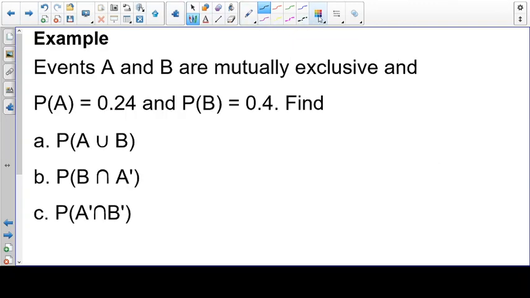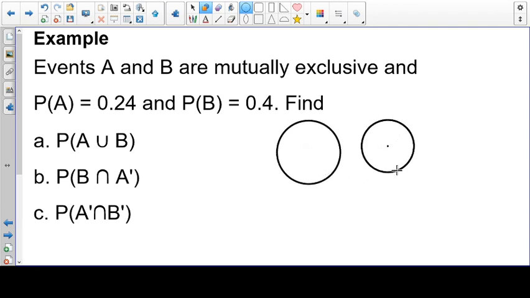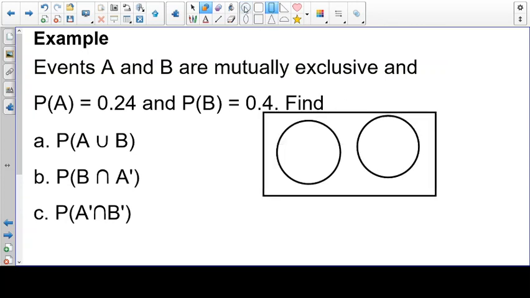Just a few questions to do with that. Events A and B are mutually exclusive and the probability of A equals 0.25, the probability of B equals 0.4. Work out the probability of A union B. We don't need a Venn diagram particularly, but I'm just going to draw one. Because you are told that they are mutually exclusive, your Venn diagram would look like that. The union is just going to be the 0.25 plus the 0.4, which is 0.65.